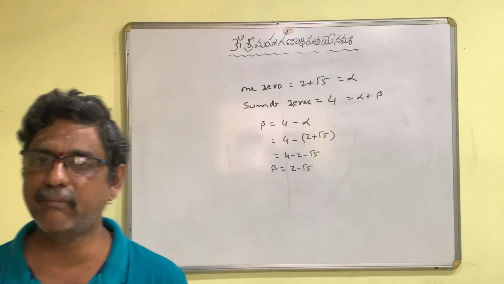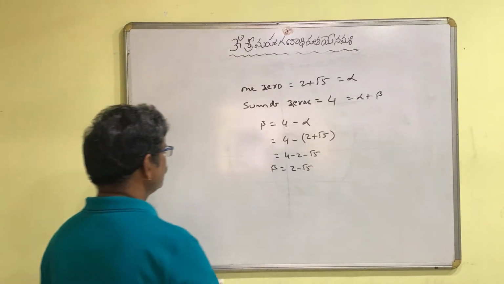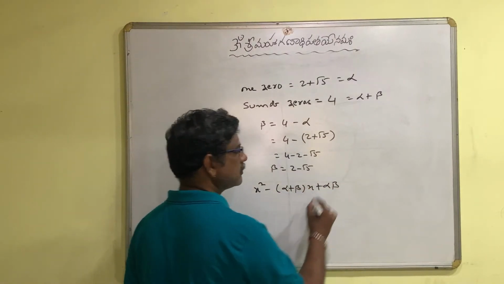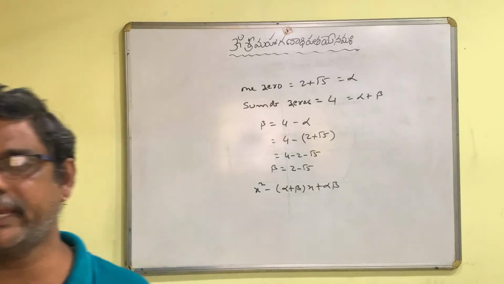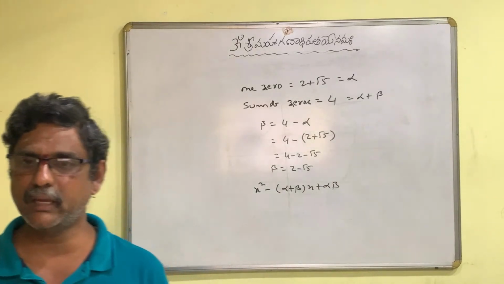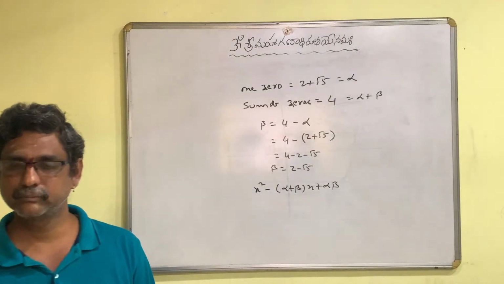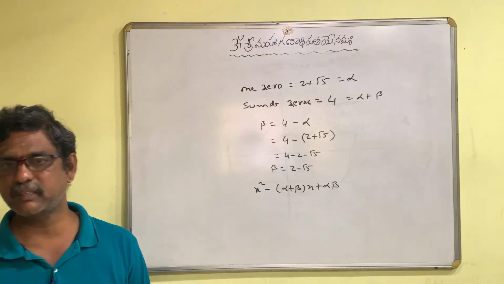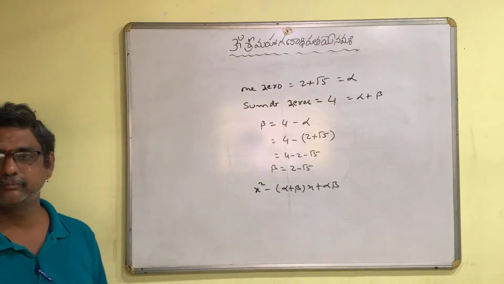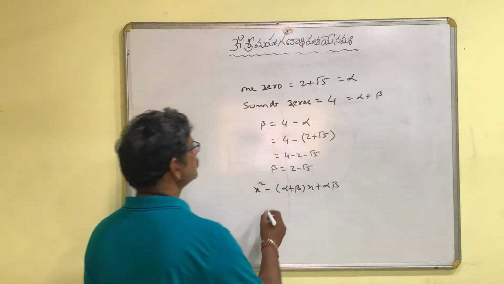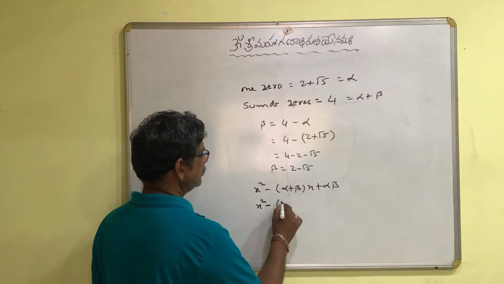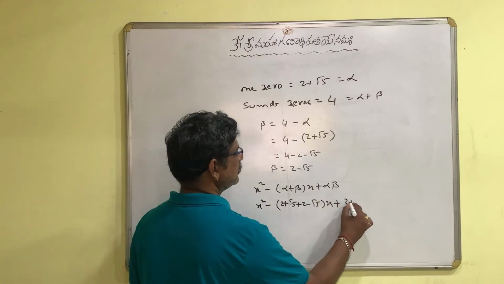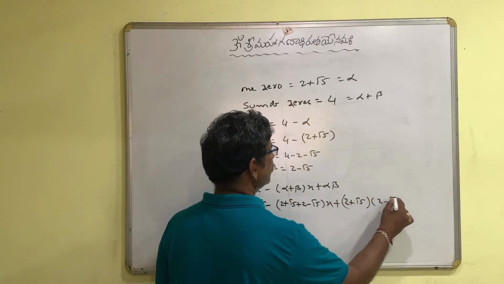Now we have alpha and we have beta. Substitute in the formula, I told you the formula in the morning, na, to find out the quadratic polynomial. x square minus (alpha plus beta) into x plus alpha beta. Substitute the values: x square minus (2 plus root 5 plus 2 minus root 5) into x plus (2 plus root 5) into (2 minus root 5).